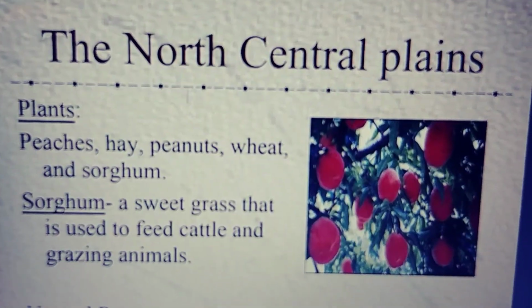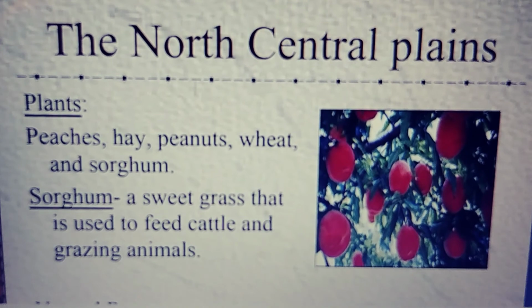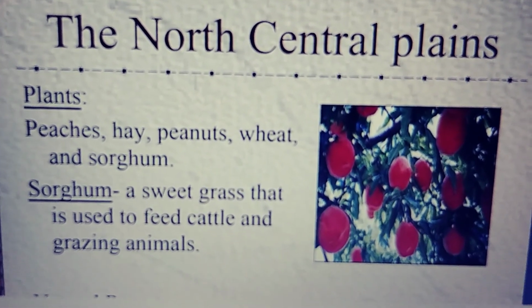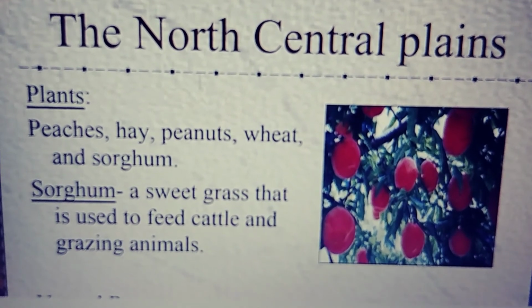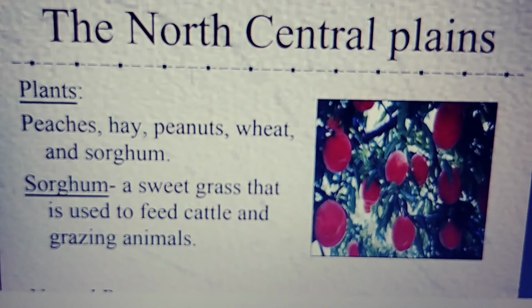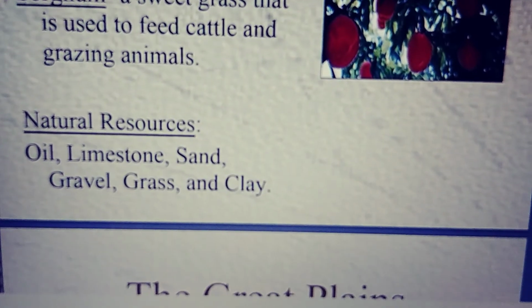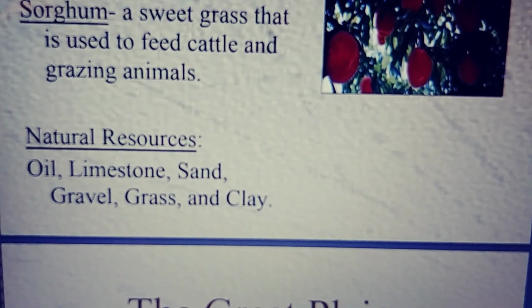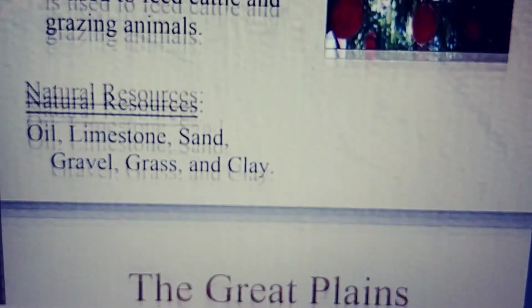Let me scroll it down a little bit. The North Central Plains. They have plants. They grow peaches, hay, peanuts, wheat, and sorghum. What is sorghum? Sorghum is a sweet grass that is used to feed cattle and grazing animals. Okay. Some of their natural resources are oil, limestone, sand, gravel, grass, and clay.